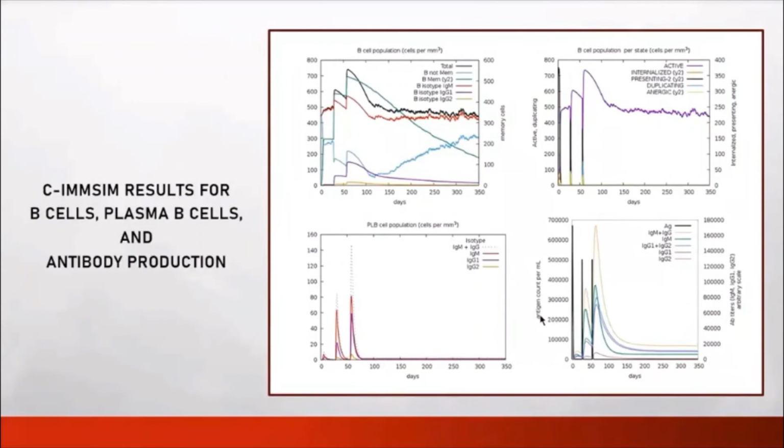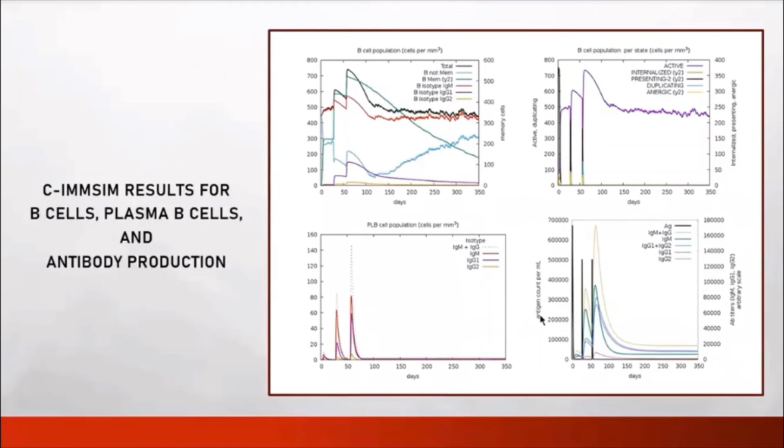Finally, for B cells, plasma B cells, and antibody production, the graph on the top left shows our B cell population. So there's a trend here that shows a strong presence of long-lasting memory B cells. It's the green line that you can see that has a big slope.